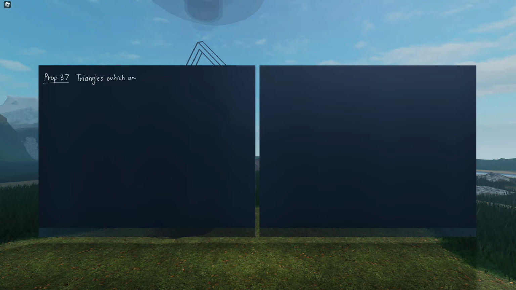Triangles which are on the same base and in the same parallels are equal in area, not congruent necessarily. All right, so here's the picture.